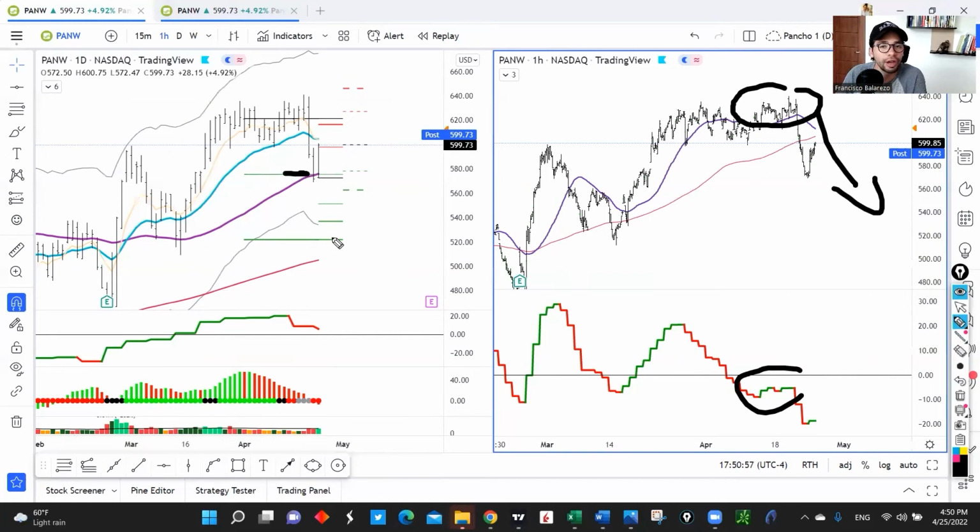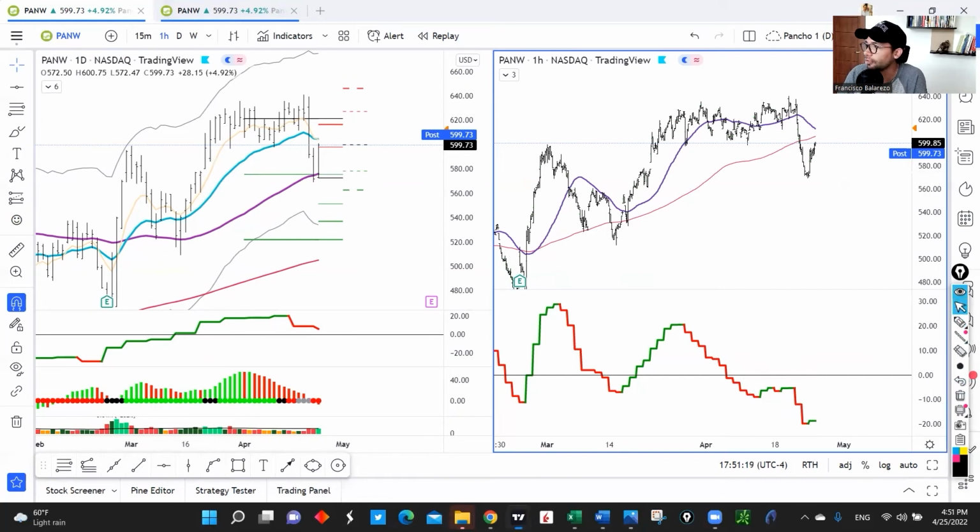And now we're finding some support at that 50 daily. However, the Moxie continues to be below zero. And I think that any move somewhere around this level right here, which is the weekly 2, I think that will be a nice opportunity to short and then look for some continuation to the downside in Palo Alto. So that one's looking interesting.